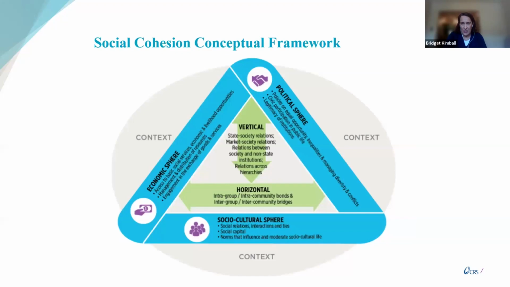The different elements of this definition are captured in CRS's conceptual framework for social cohesion, which includes attention to the sociocultural, political, and economic spheres, as well as horizontal and vertical dimensions. For the horizontal dimension, we are interested in the strength, quality, and diversity of relationships among neighbors and peers. And for the vertical dimension, we're interested in relationships involving hierarchies in society between community members and leaders.